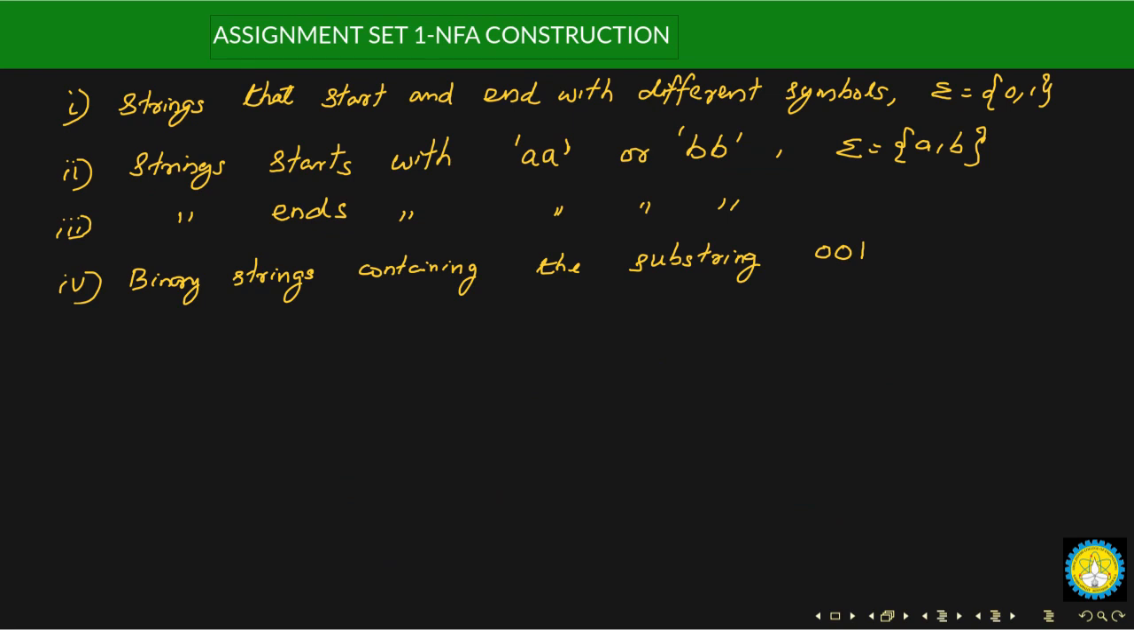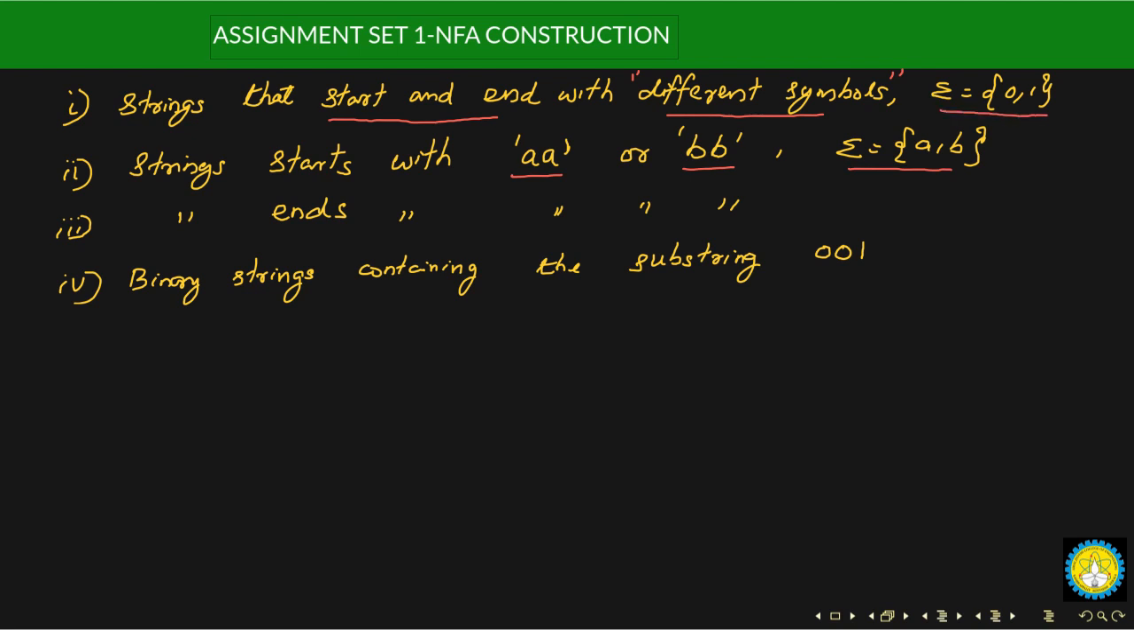So you can work out these 4 questions as the assignment for this video. The first question is the strings that start and end with different symbols. Remember, since it's a different symbol, we should have at least 2 symbols in our string, right? We have already worked out the problem having the same symbols. Here we want to accept only those strings which start and end with different symbols. Similarly, the second question is strings that start with AA or BB, where the alphabet set is A, B. In the previous question, the alphabet set is 0, 1.